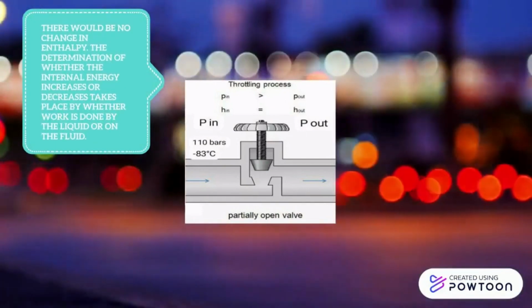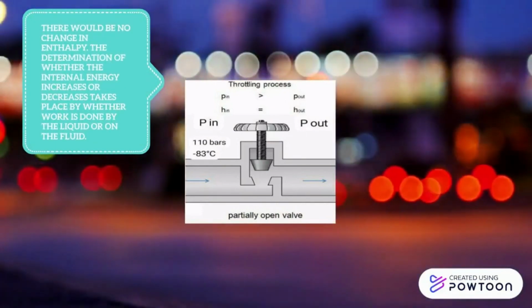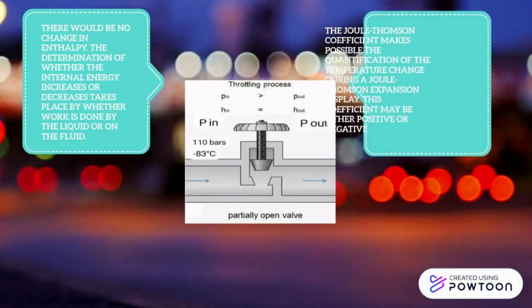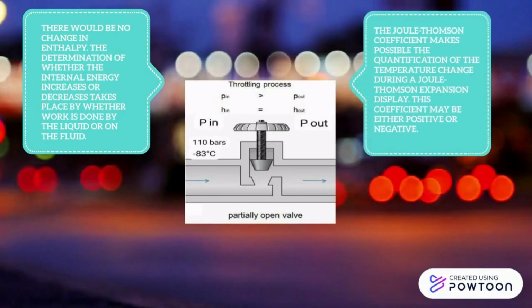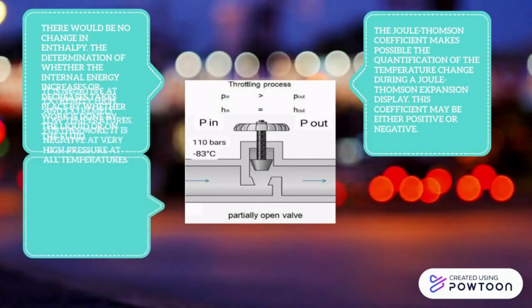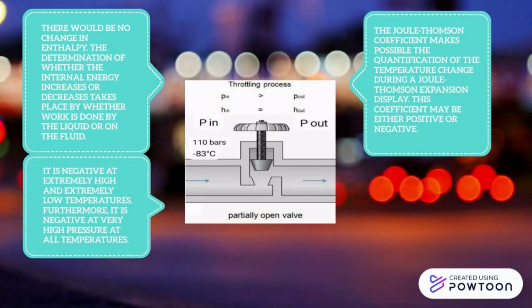Firstly, there would be no change in enthalpy. Whether the internal energy increases or decreases is determined by whether work is done by the fluid or on the fluid. Secondly, the Joule-Thomson coefficient makes possible the quantification of the temperature change during a Joule-Thomson expansion. Lastly, this coefficient may be either positive or negative.